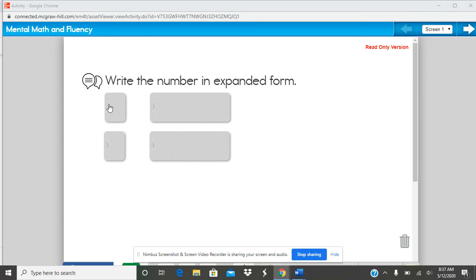Remember, expanded form is breaking a number into its parts, tens and ones, or hundreds, tens, and ones. So let's get started. Our first number is 124. What is the expanded form for 124? Remember our little trick with this, that when we read the actual number, it actually gives us our expanded form already, 124. So what is our expanded form? Pause if you need to.